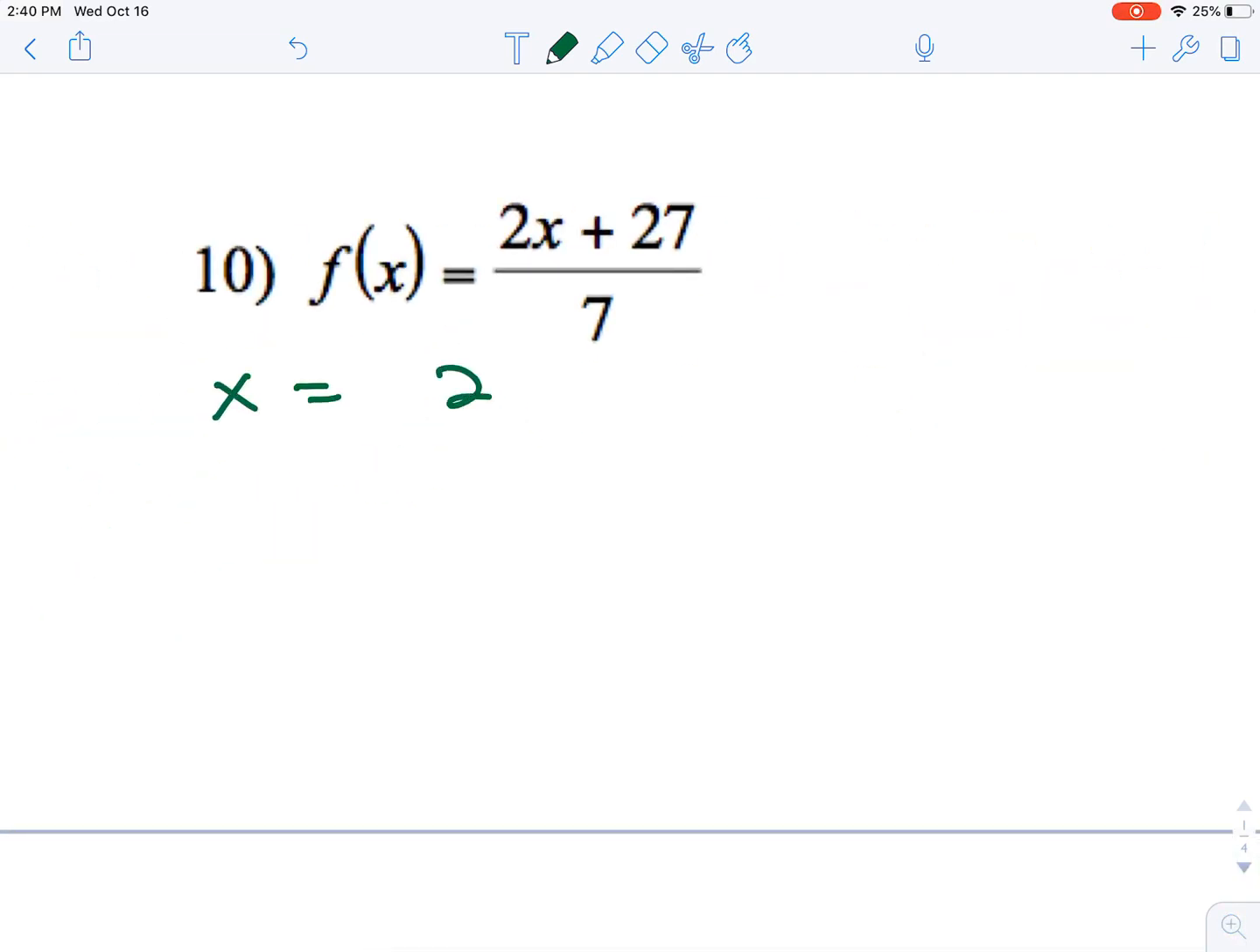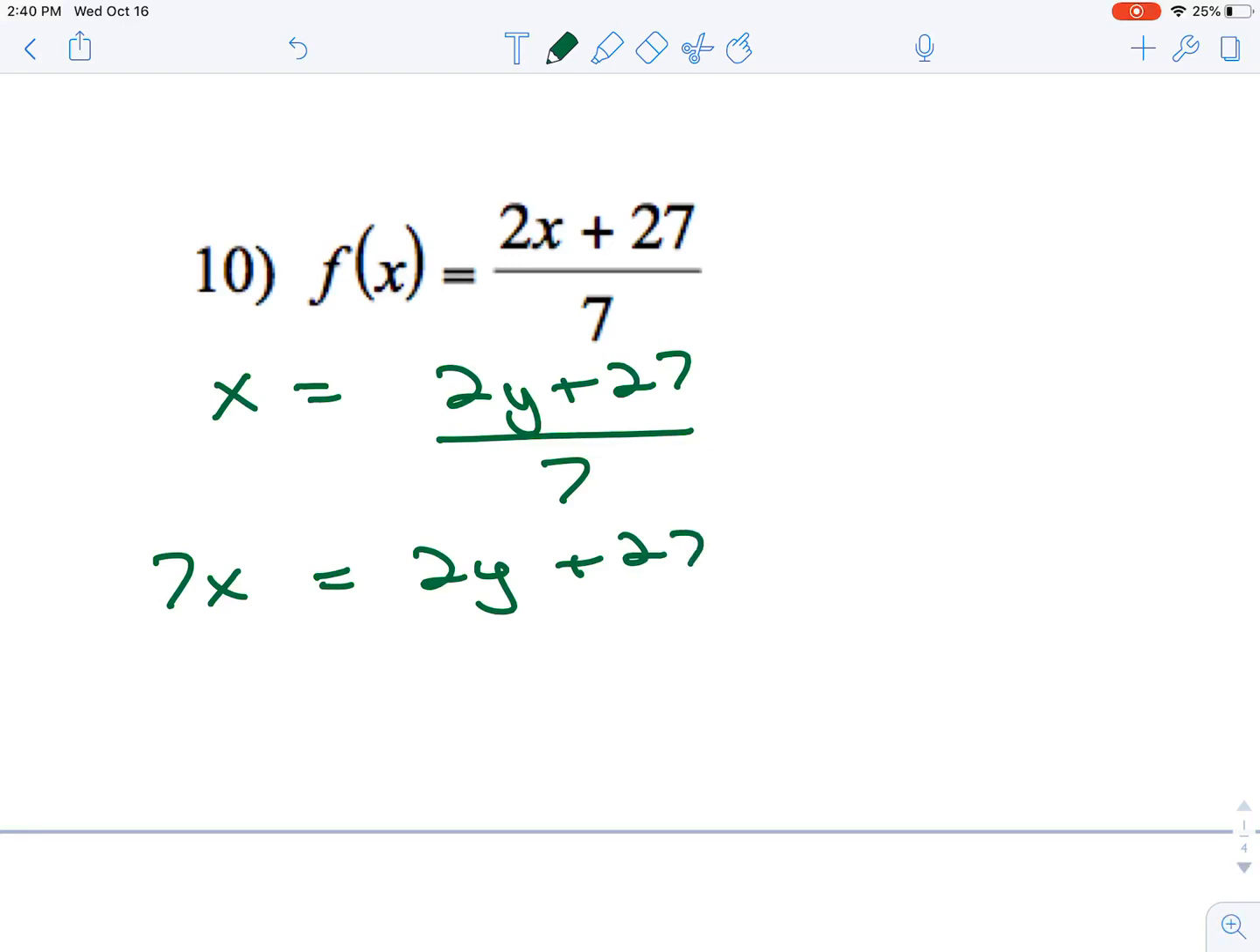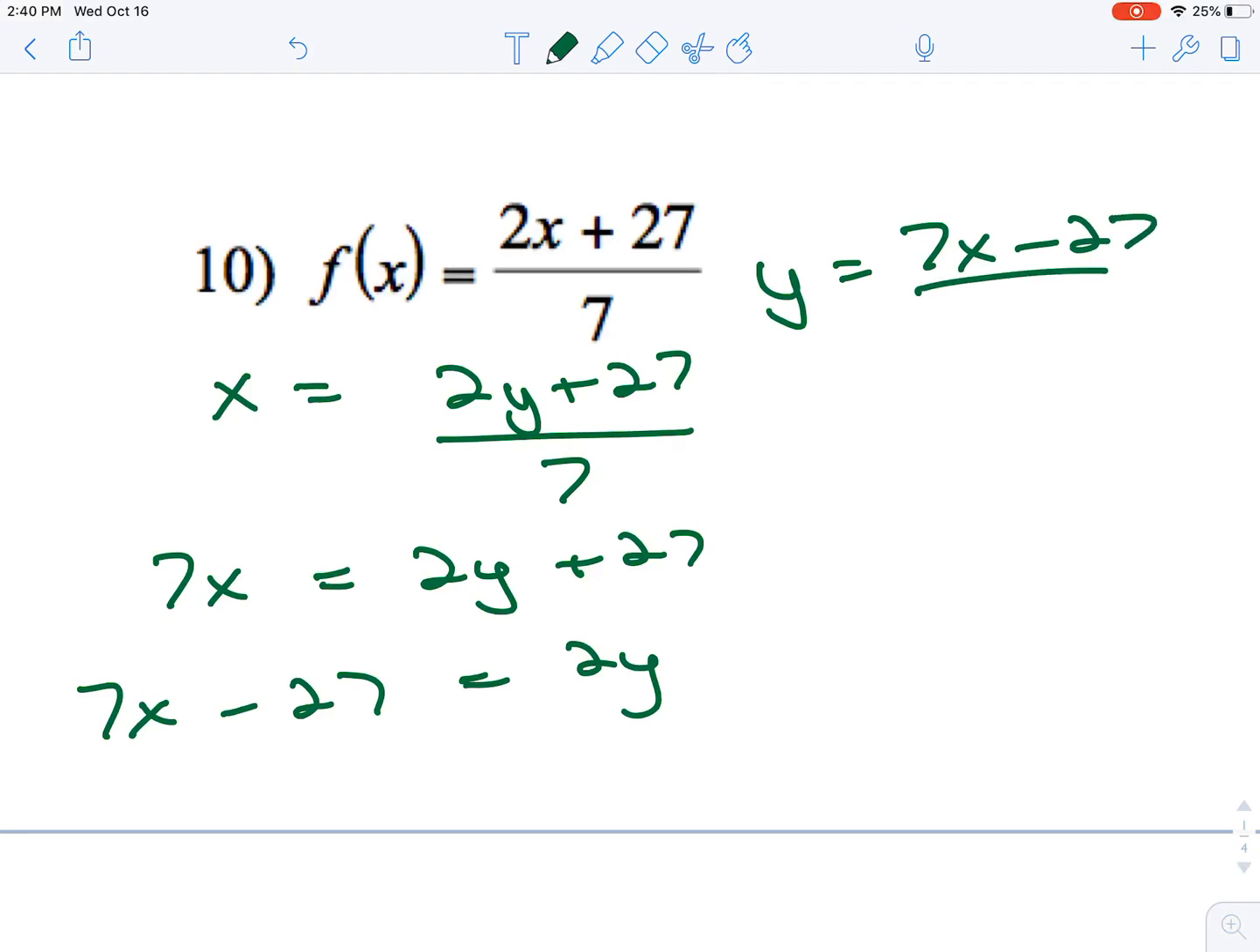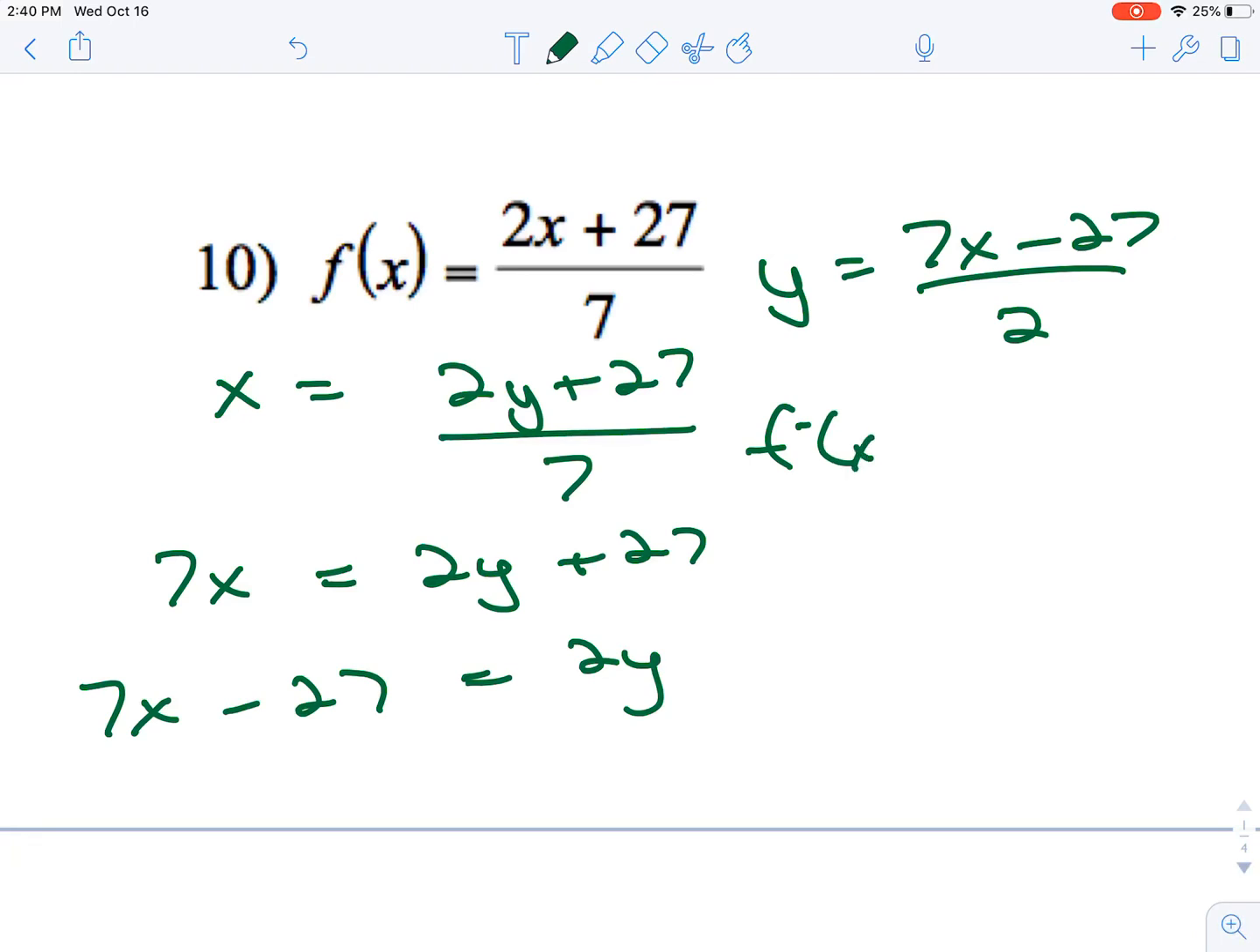So for 10, we have one that's pretty simple, but I'll do it anyway. Let's multiply both sides by 7. Then we'll take away 27. And then we'll divide both sides by 2. These didn't divide nicely, so I just left it over 2. And that is the end of the first page.